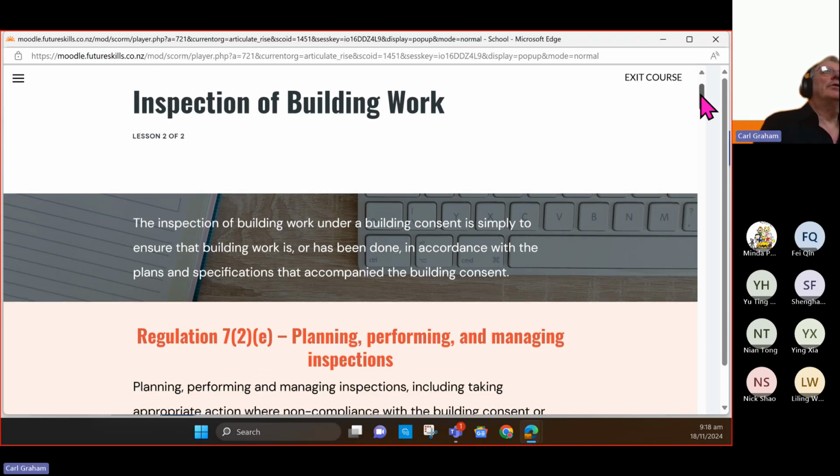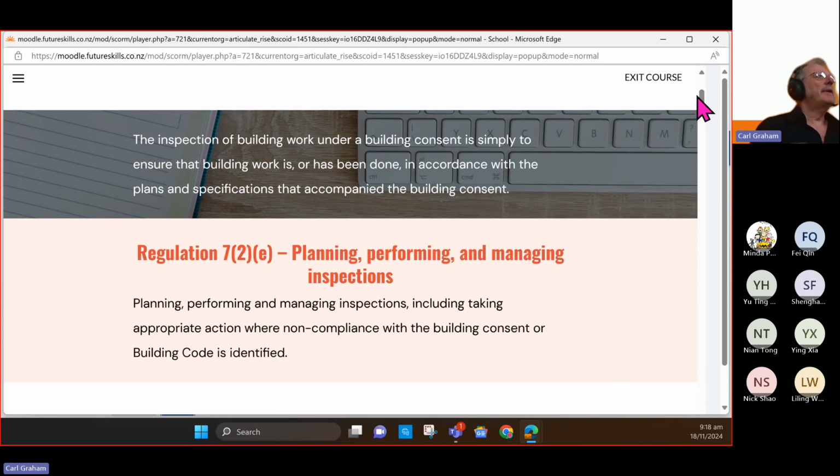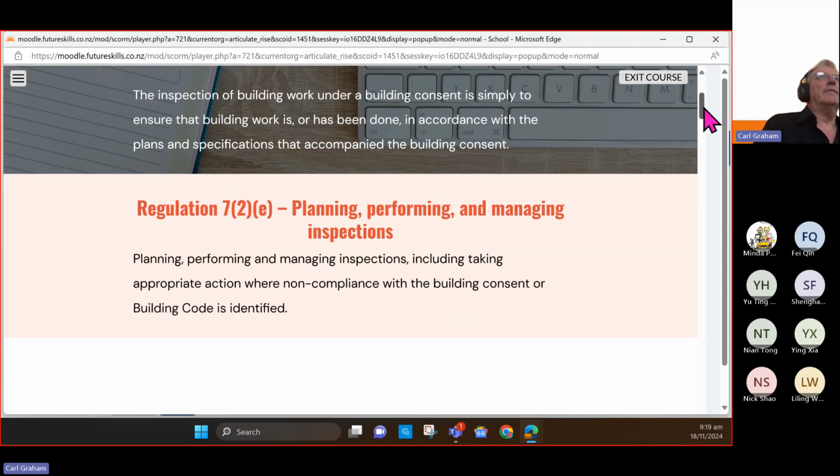Okay, so the inspection of work. Remember, I pointed out in the regulations that there's a regulation for vetting, there's a regulation for code compliance and certification, there's a regulation for inspections. That's regulation 7.2E, okay? Planning, performing and managing inspections as per the building accreditation regulations of 2006.